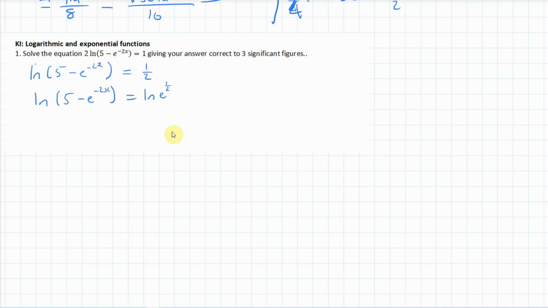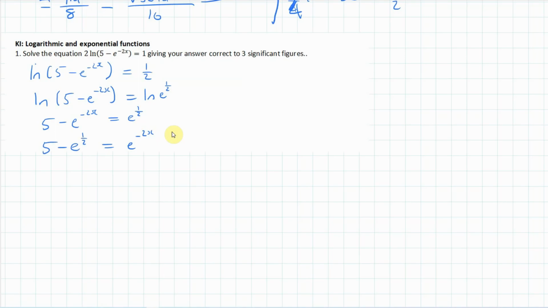Okay, now I can remove the ln's. At this point, I'm going to rearrange everything a little bit. So I'm going to go 5 minus e to the 1/2 equals e to the negative 2x. Hopefully this is making sense so far.